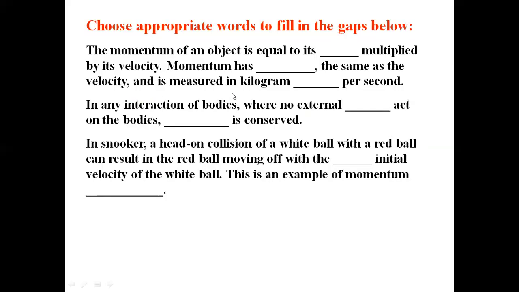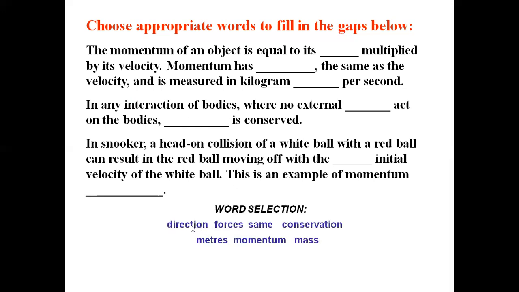Now here there are some answers to be filled in. The momentum of an object is equal to its dash multiplied by its dash. Momentum has dash the same as the velocity and is measured in kg. We have already discussed these types of things. So you have to fill in the blanks by selecting the words from this. What will come in the first blank? Mass multiplied by its velocity.